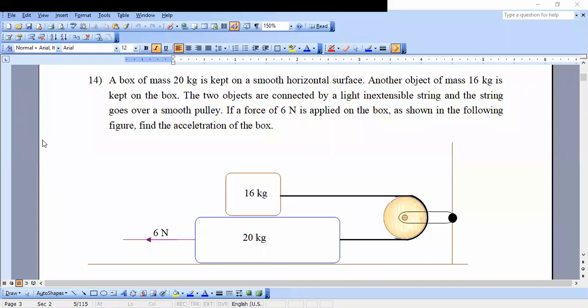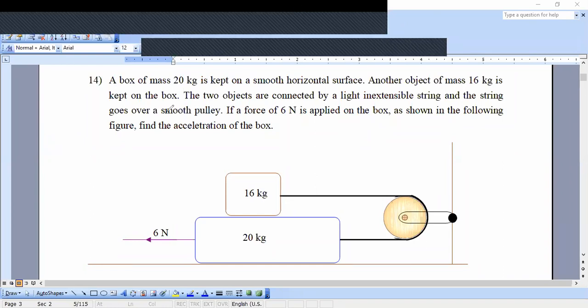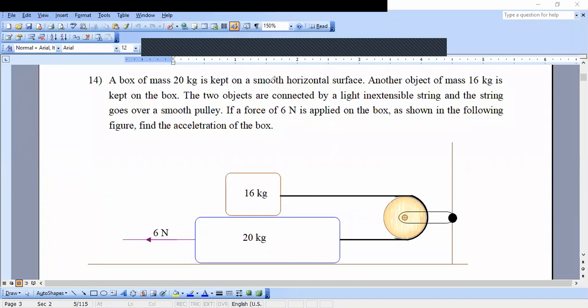Okay, very good. Please check whether you see that. Did you notice this term here? A box of mass 20 kg is kept on a smooth surface. What does it mean, dear? Smooth means no frictional force. Very good. Another object of mass 16 kg is kept on the box. The two objects are connected by a light string.